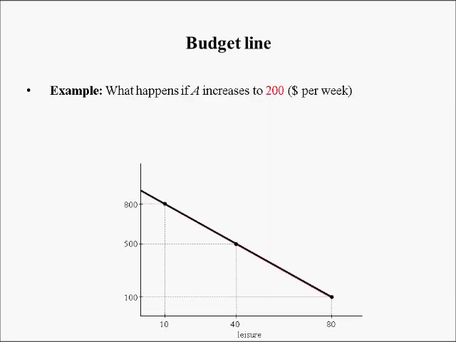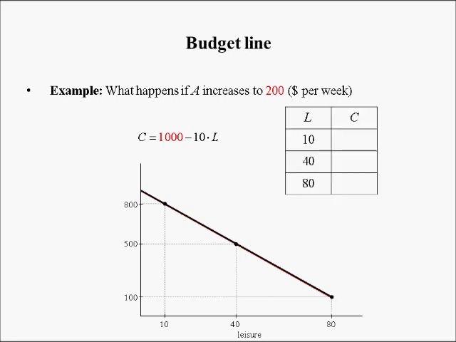What happens if A increases to $200 per week? Well, let's just go back to our equation. C equals W times T plus A minus WL. Now we're holding everything else constant. So the wage is still $10 an hour. Your time available for work and leisure is 80 hours. But your allowance increased to 200. So your budget constraint becomes what? It's 1,000 minus 10L, which makes sense because instead of having a $100 allowance, you have a $200 a week allowance. So let's fill out the table again.